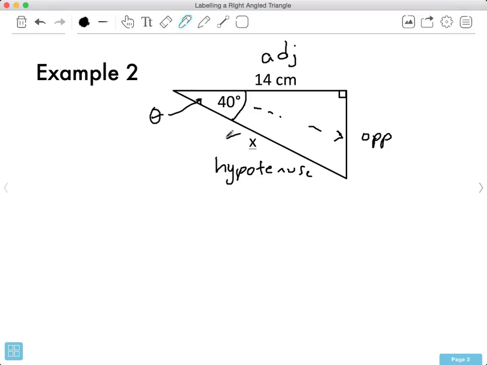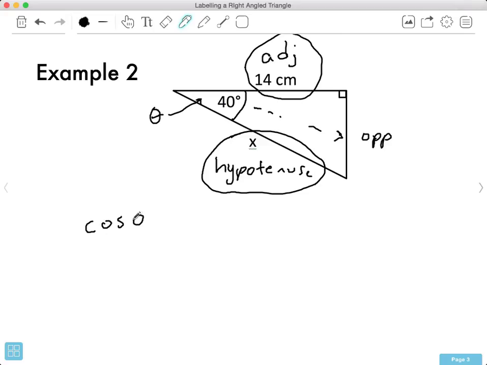So in this question, I want to find hypotenuse, and they gave me adjacent. So the trig ratio I would use here would be cos theta, which is adjacent over hypotenuse.